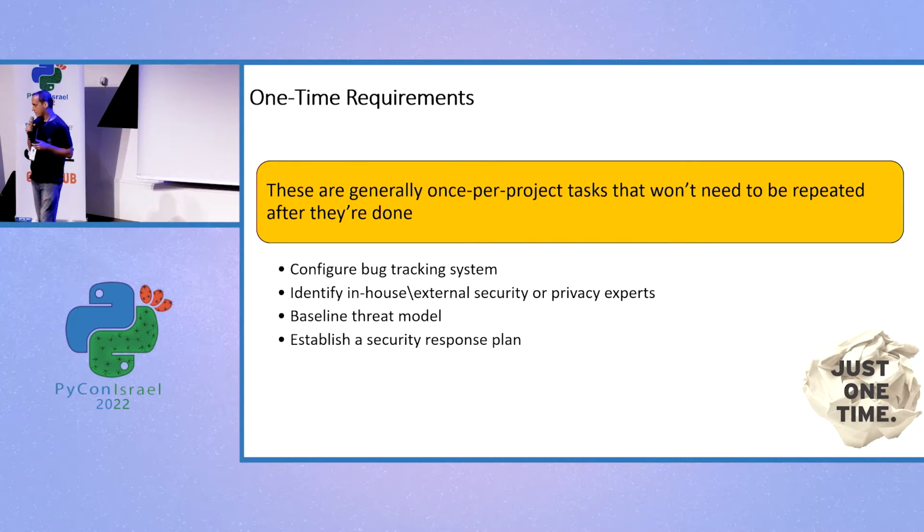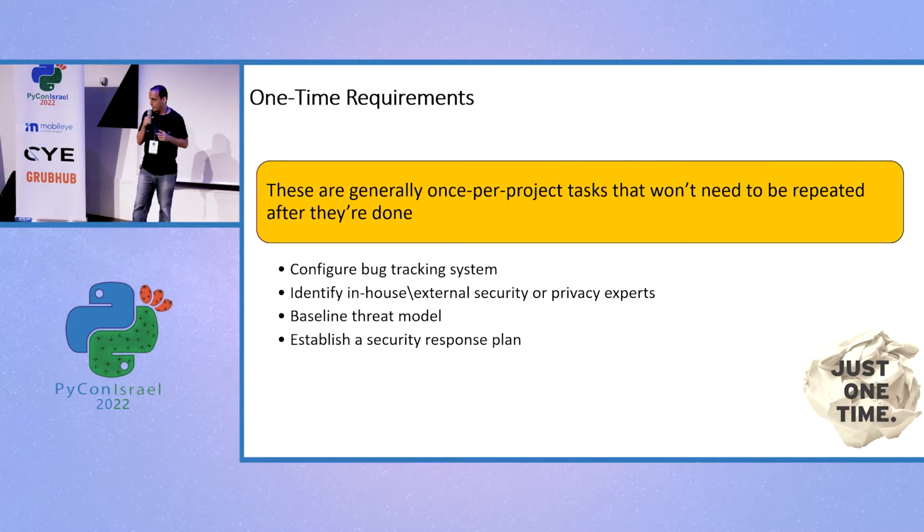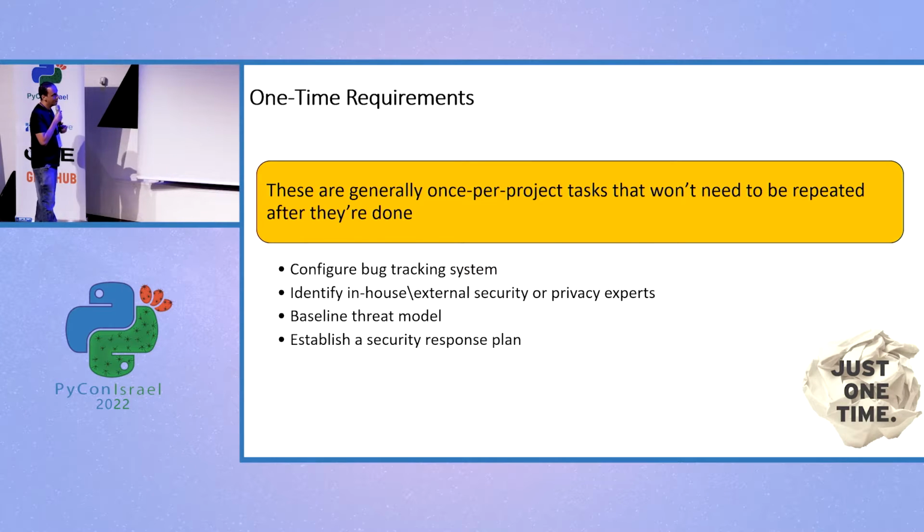One-time requirement tasks are generally once-per-project tasks that won't need to be repeated after they're done. For example, configure your bug tracking system, usually it's Jira, and you need, for example, to clearly label security-related issues, so you'll be able to see them very quickly. Identify in-house and external security or privacy experts. We are our client's external security expert. Baseline threat model, etc.